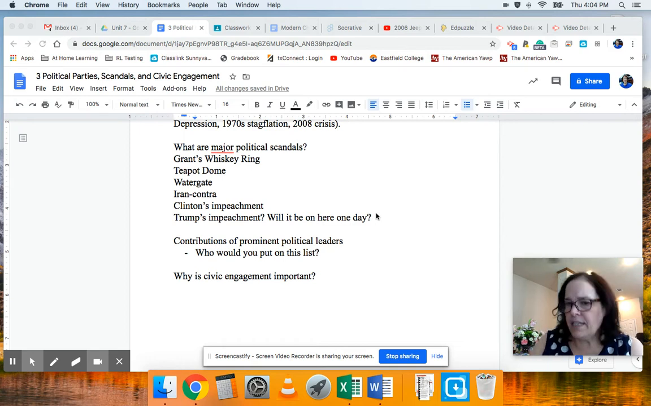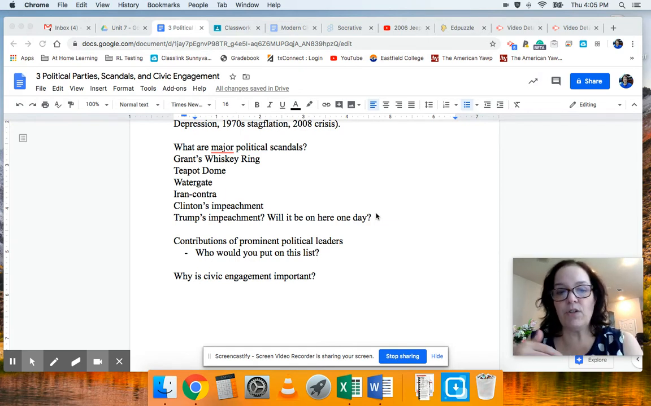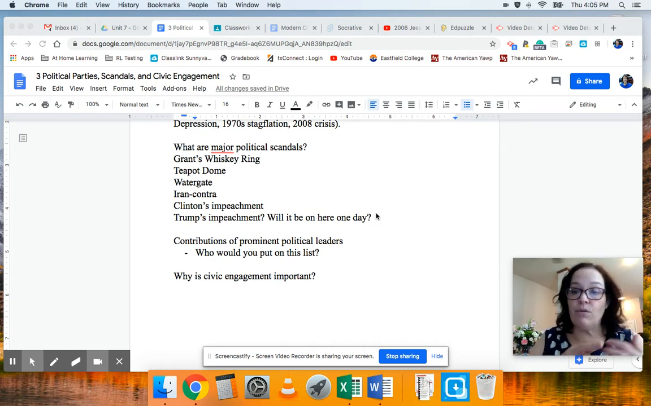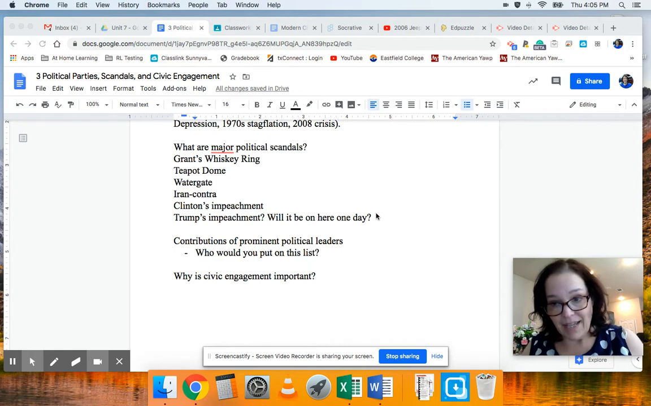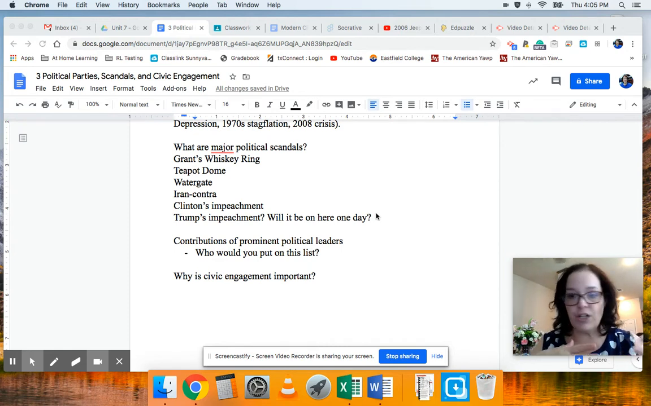So Teapot Dome, 1920s, Secretary of the Interior. Watergate, Nixon, right? Nixon, he gets impeached, or he doesn't get impeached. He resigns because he's about to get impeached. So basically the House of Representatives goes to him and they say, yeah, we're going to vote for impeachment. And rather than go through that, he resigns. So he never actually gets to the impeachment phase, but it's very clear that there was some funny business going on. We don't know what he knew when, but we know at some point he knows about the break-in of the Democratic headquarters. He allows campaign funds to be used to pay bribes to keep people silent. There's a lot of kind of dirty tricks going on.